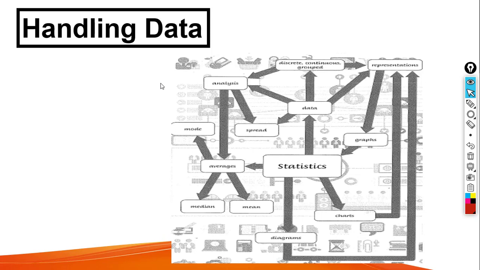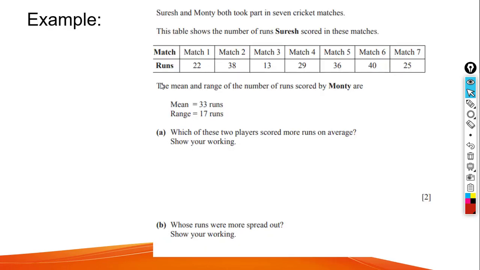How do you answer questions based on a graph? How do you find the mode, the median, the average of any data, ungrouped data or grouped data? Discrete, continuous, grouped data. So let's take one of the examples, which is grouped data.